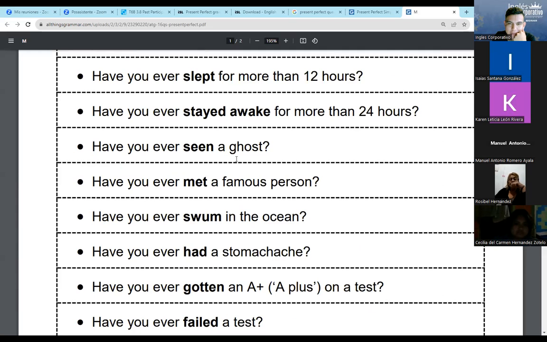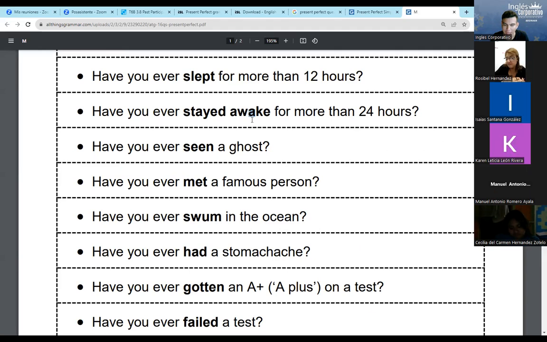Okay, there we go. Miss Rosibel, have you ever slept for more than 12 hours? No, teacher, no, I haven't. The verb, miss, the verb. No, I haven't slept. One more time. No, I haven't slept for more than 12 hours.